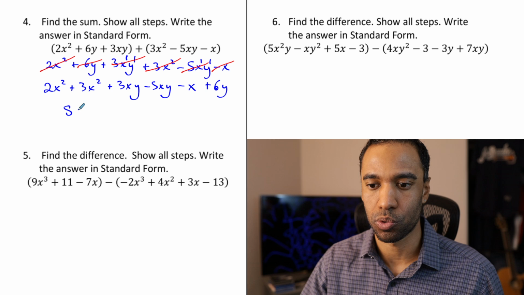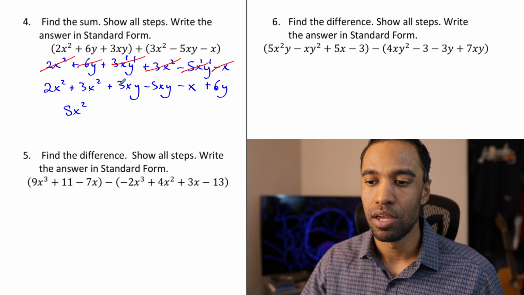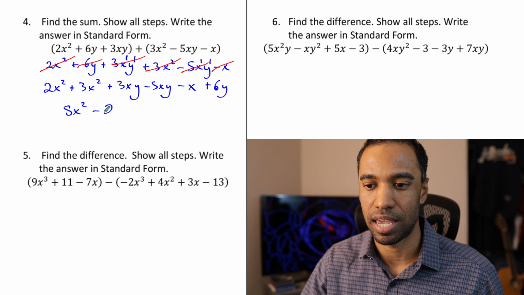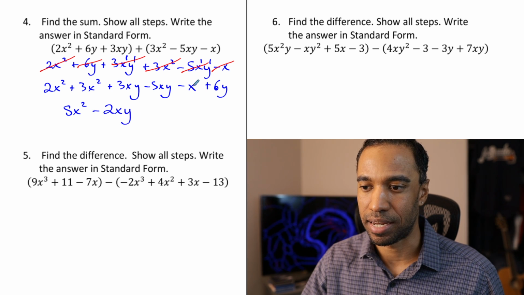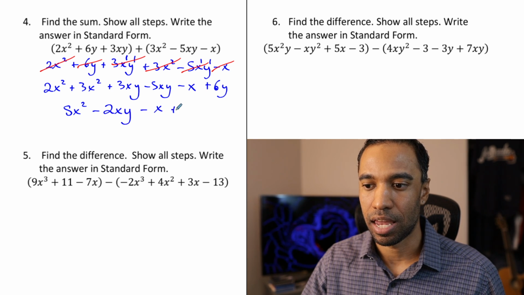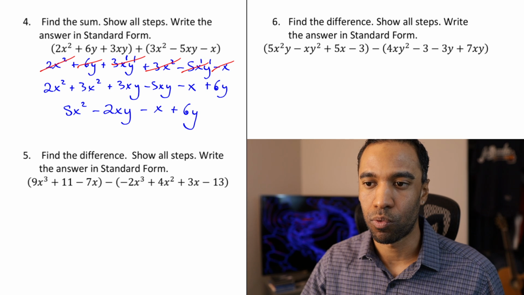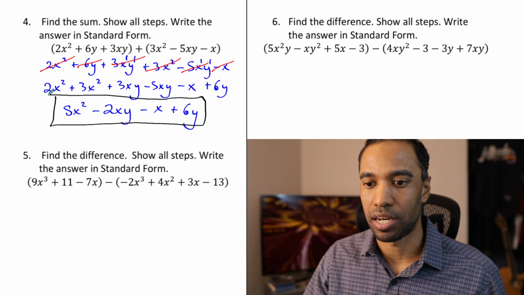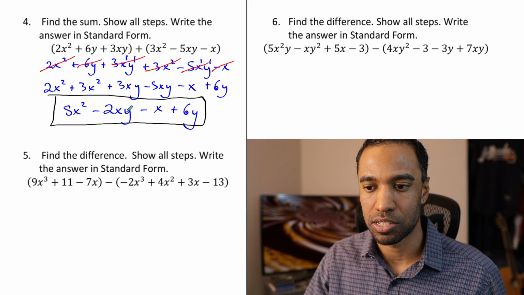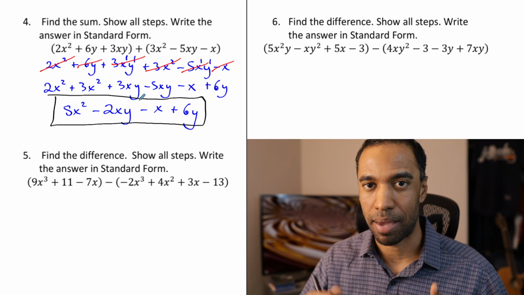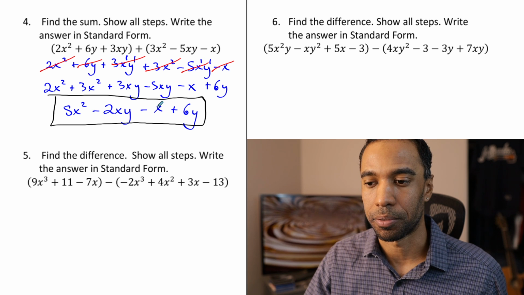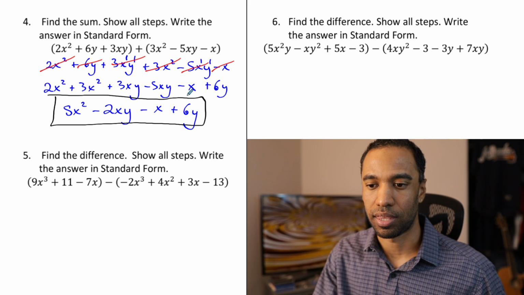2x squared plus 3x squared is 5x squared, because 2 plus 3 is 5. 3xy minus 5xy, 3 minus 5 is negative 2, so that's negative 2xy. These don't combine to anything, so I have a negative x and a plus 6y. And keep in mind one more time, guys, just because this thing has an x in it right here doesn't mean it combines with this, because this also has a y. You need to have matching variables as well. So only xy's add with each other. Only x's add with each other, things like that.